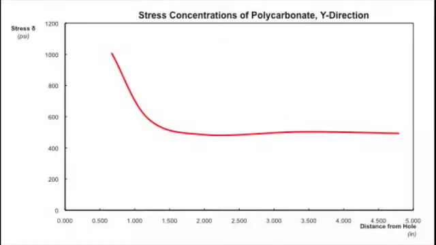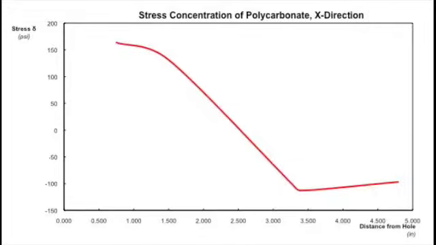The graph here with the red line is showing the actual data which we had collected from the experiment, similar in shape to the graph which we have predicted. This graph here shows the stress concentrations of the polycarbonate plate in the x or horizontal direction. As can be seen, no real trend can be derived from this graph, which is probably a function of getting poor data from the strain gauges.